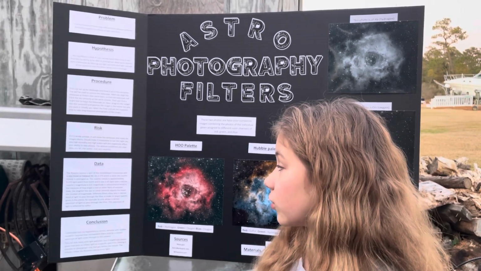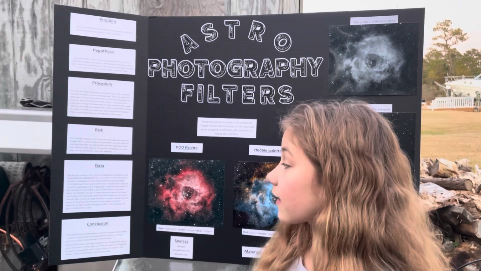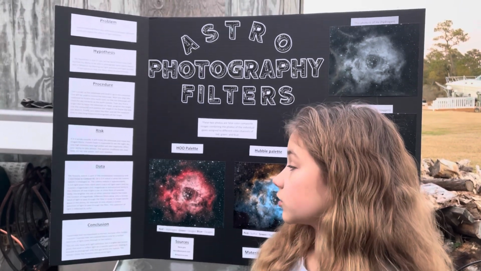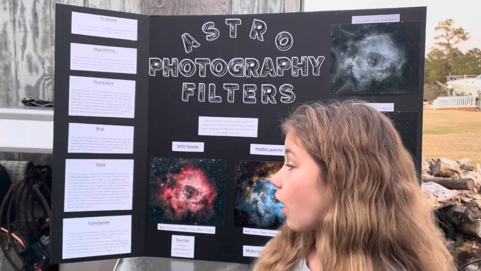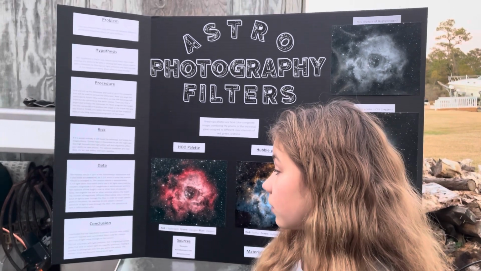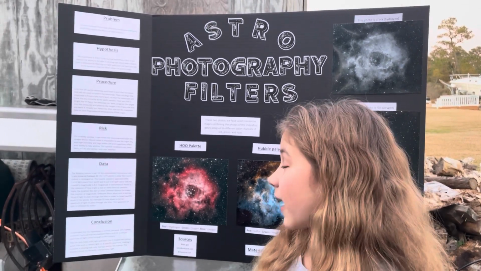The Rosetta's magnitude is 9.0. Magnitude in astronomical terms is the measure of how bright a star or other celestial body is. The brighter the star or celestial body, the lower the number of magnitude.